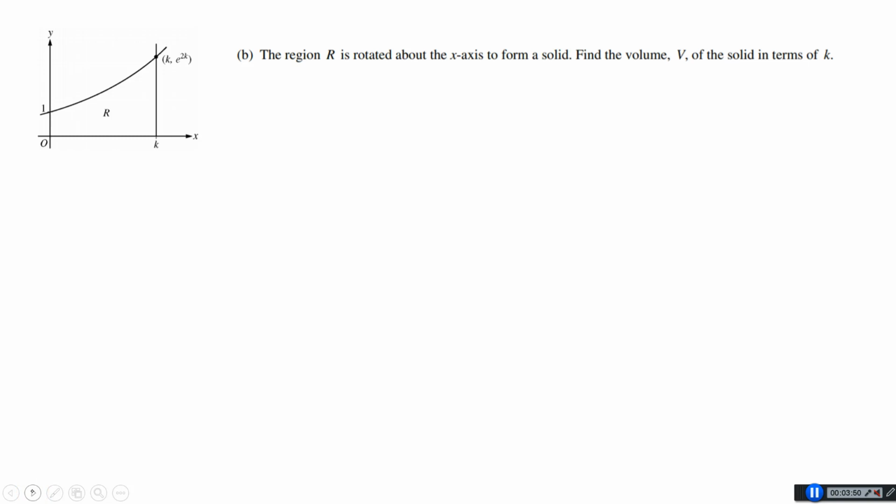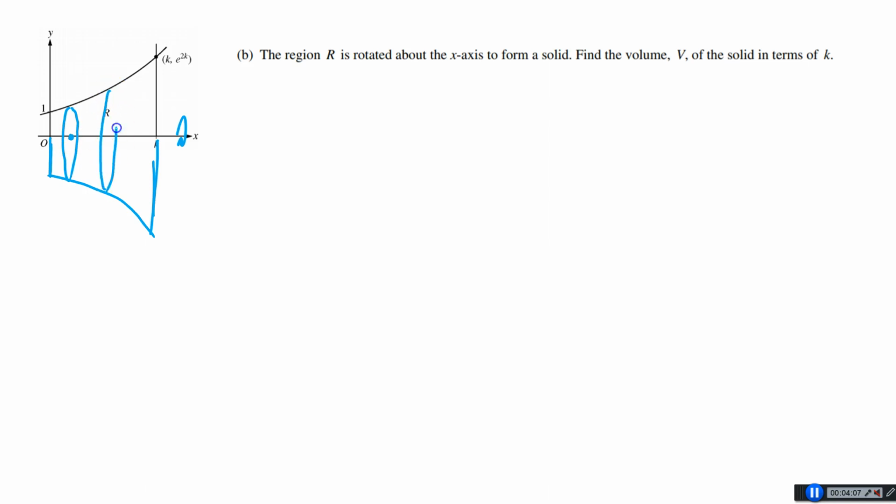Next, the region is rotated around the x-axis to form a solid. Find the volume of the solid in terms of k. So let's see what that's going to look like. A curve like that, and then there's our k line. So we're going to have disks here. The one time that they ever give you disks.